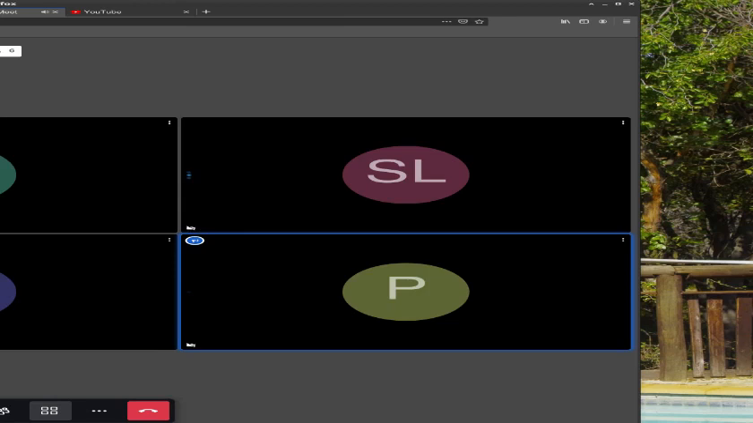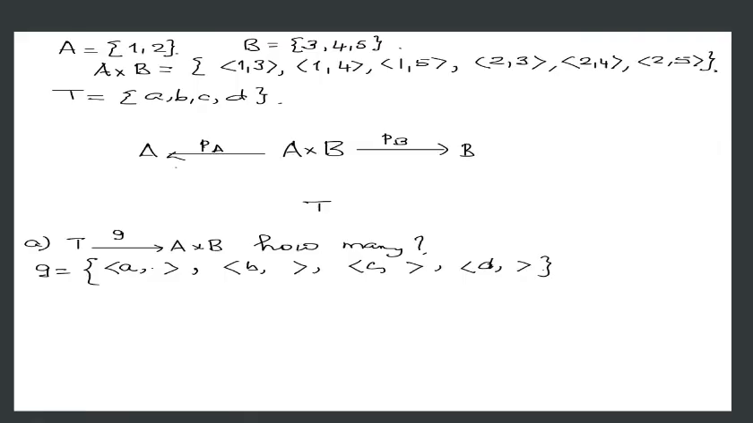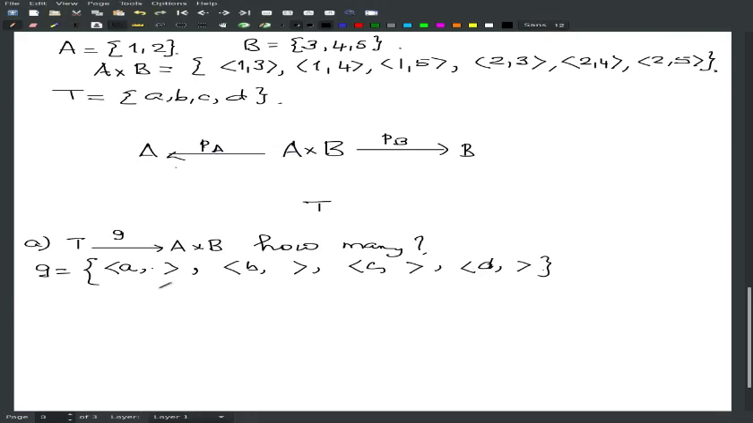Okay, so you agreed that any G would look like this. Only these blank places are to be filled up. Right?